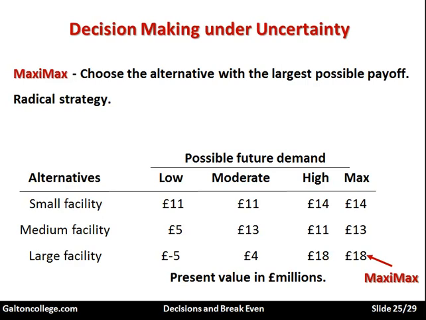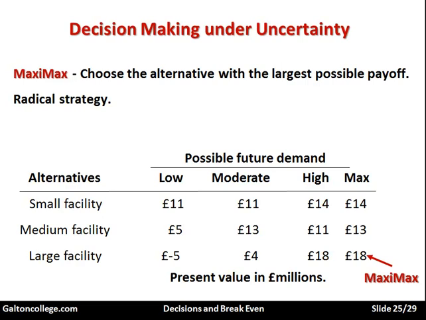So this person will go for a large facility, build a large facility and try and get the maxima. It's a very risky strategy because the company could end up with -5. If the future demand is not as anticipated, then -5 could be the outcome. Or it could get 4, which is not so good. But it might be lucky. There might be high demand and it has the facilities to meet that high demand, so it maximizes the maxima.